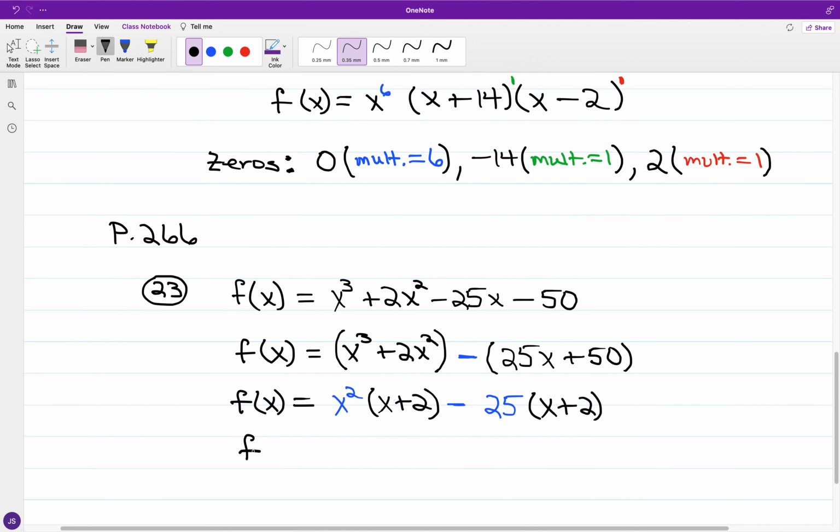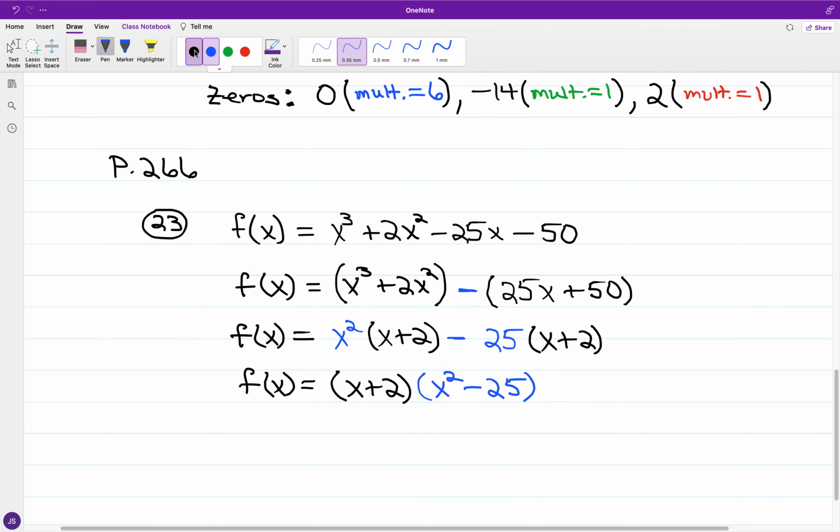Now looking at what we have in the follow through. Okay, so you have a common binomial with x plus 2. And with the outside terms in operation, we have x squared minus 25. So you have a difference of squares. And we can follow through and factor even further.